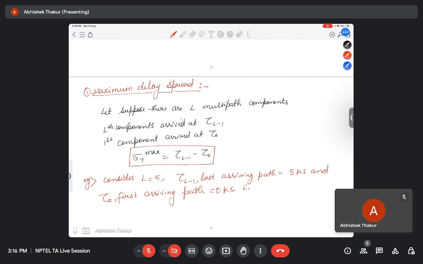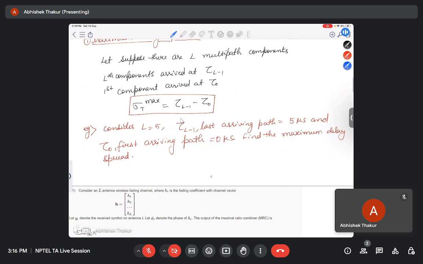So find the maximum delay spread. In this question, the maximum delay spread will be tau of L minus 1 minus tau naught. So it will be 5 minus 0 microseconds. This will be equal to 5 microseconds.